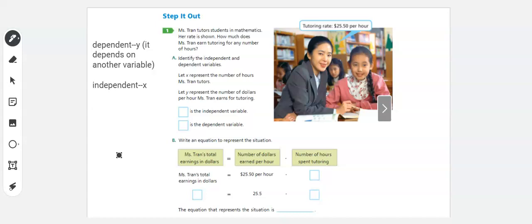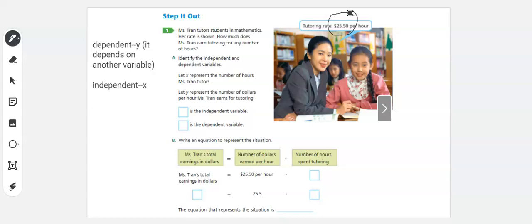Now, this is on page 321. Number 1, Ms. Tran tutors students in mathematics. Her rate is shown. So that means she charges money. How much does Ms. Tran earn tutoring for any number of hours? Over here on the side in the picture, $22.50. She charges $22.50 per hour.